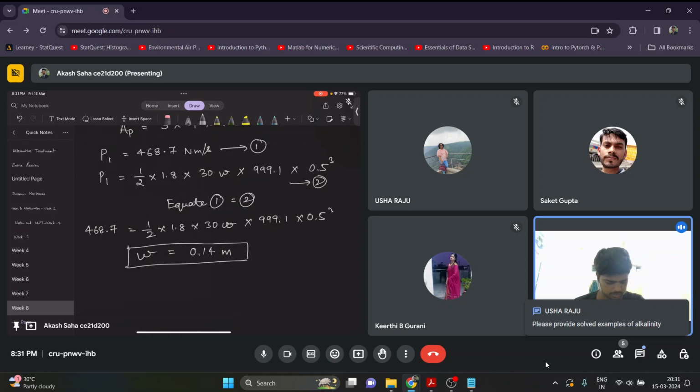Solved examples of alkalinity. Okay. Actually, if you see in my previous class for week 7, there is a question on alkalinity. For alum alkalinity, one question is there. So you can see this problem, or even in the next class, I will solve one problem from alkalinity. So don't worry, I will solve a problem based on alkalinity. So we'll start the class with that alkalinity problem, and then for week 9, I will proceed. Anything else?